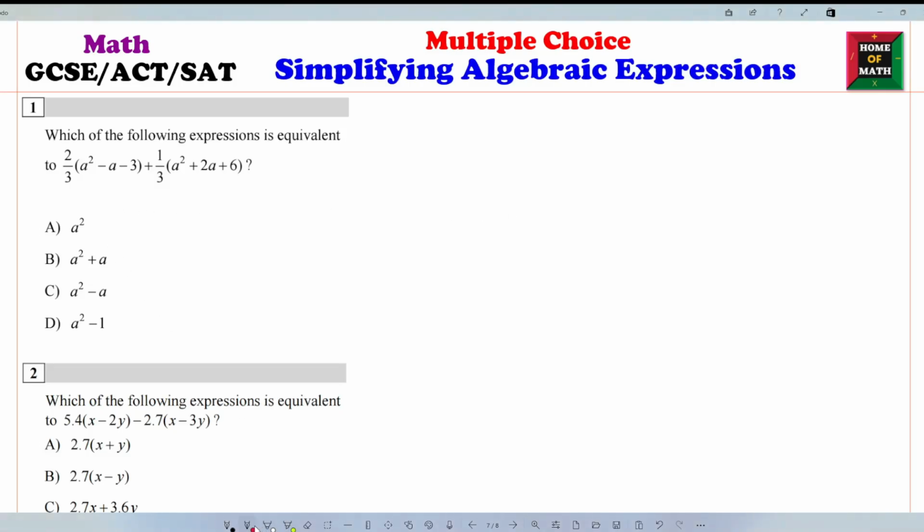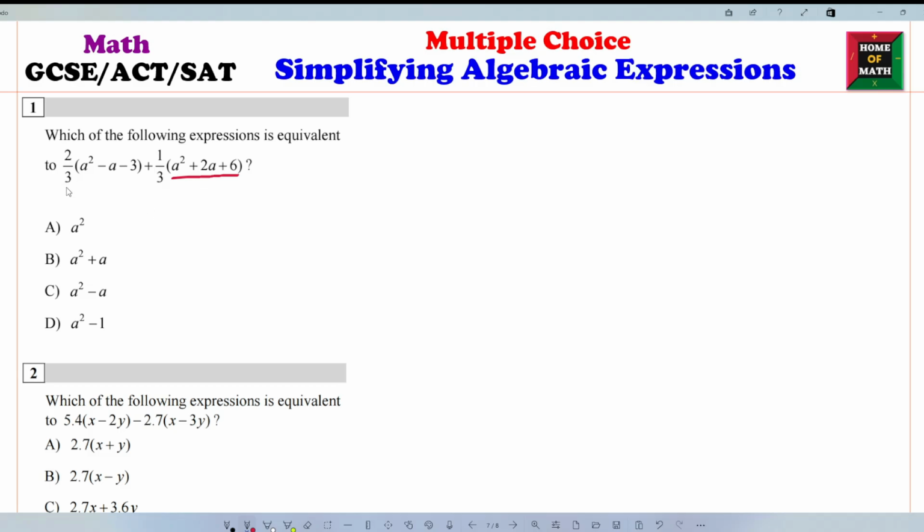Question 1. Which of the following expressions is equivalent to 2/3 times a square minus a minus 3 plus 1/3 times a square plus 2a plus 6? This is an algebraic expression and we have to solve it, but we have several options. We have no good time, we have short time. So what can we do?